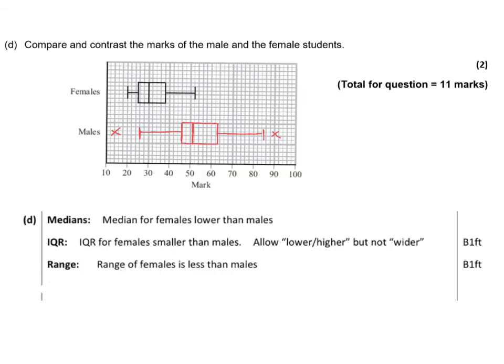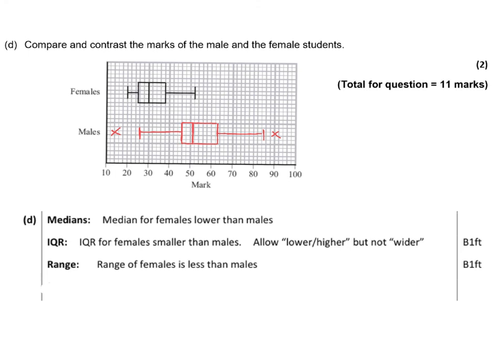Finally, when you're asked to compare and contrast the marks, you're looking really at the box plots. You can state that the medians are different, in fact they are much lower for females. The interquartile range, although quite similar, is actually smaller for females than males, and you can see that from the box plot.